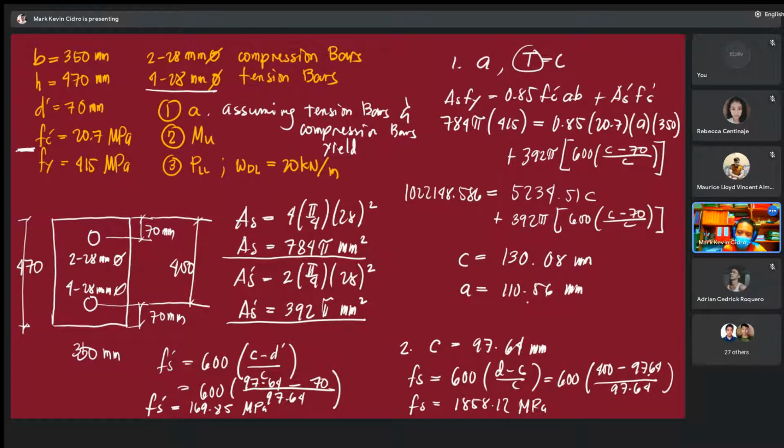This is in mm. The problem assumed the tension bar and compression bar both yield. If the problem states that, you assume both yielded and your answer is the value we solved earlier. But if the problem does not state it, you still have to check, and then solve for a. This is 110.56.